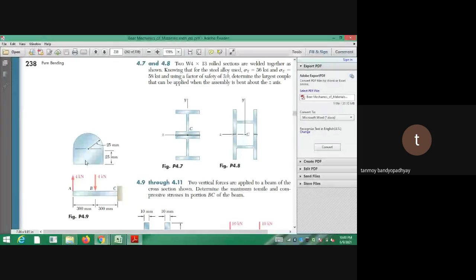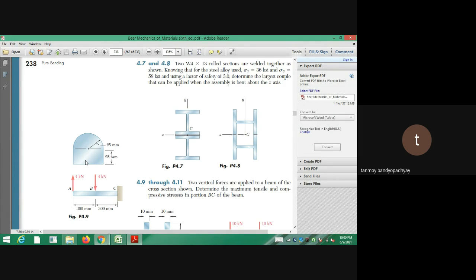So that is why a beam always has transverse loading. I had told you in the first class: what is a beam? A beam generally bears transverse loading, so the loading is always transverse. Number two, this beam has been loaded by two loads. One is 4 kilonewton, another one is 4 kilonewton.